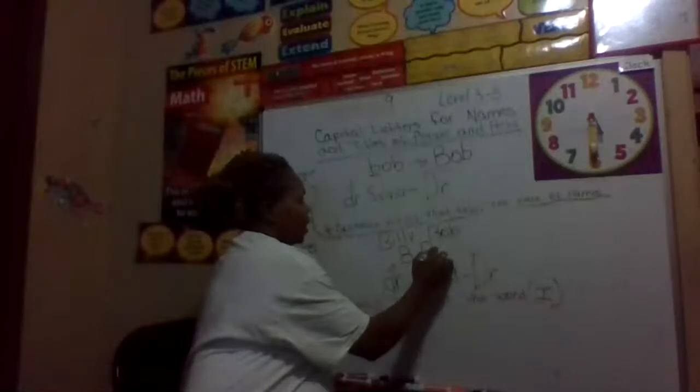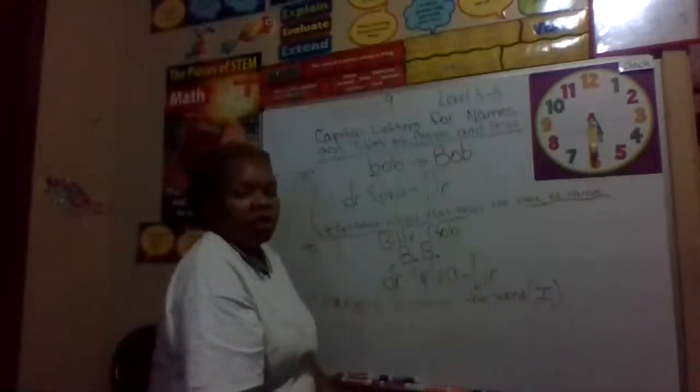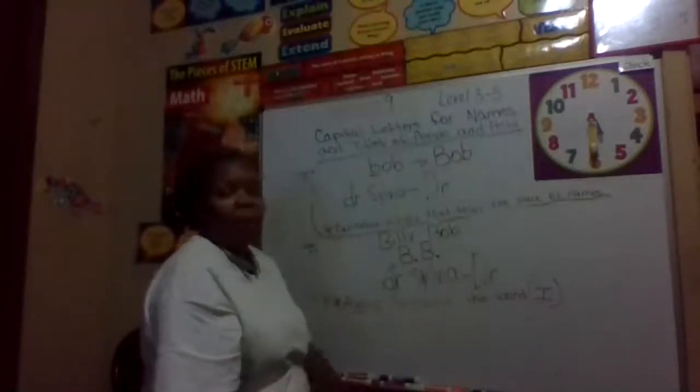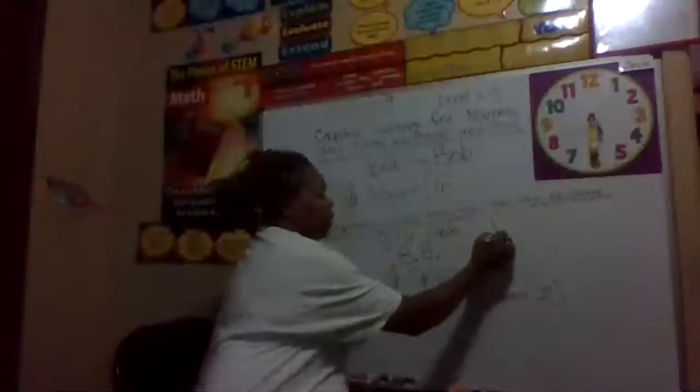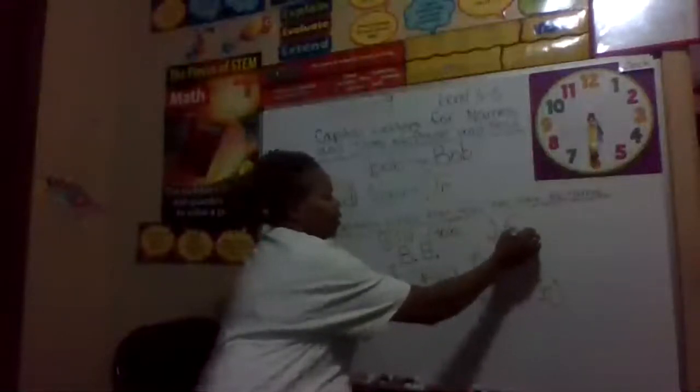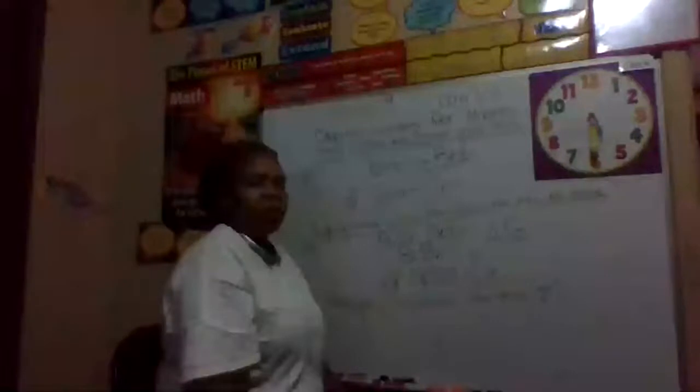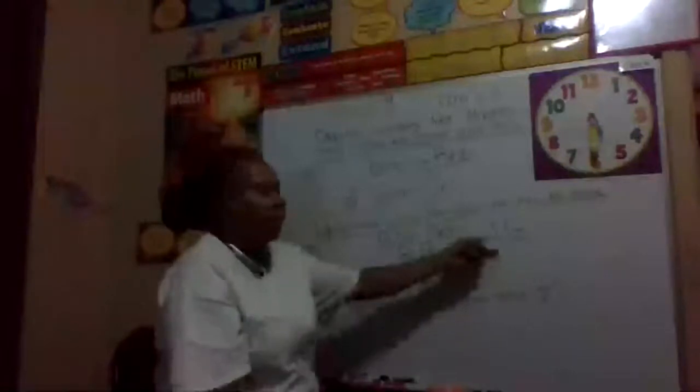Because it tells us to capitalize the initials in your first and your last name. Such as my name is Joyce Ann Griffin. So let's look at mine. My initial would be J and capitalize the G. The initials in the first name also have to be capitalized.